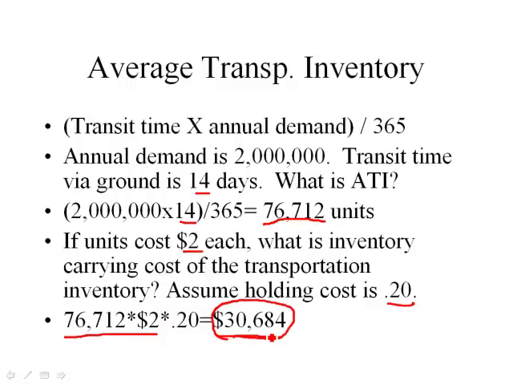So if I can get my 7-day reduction in transit time for less than $15,000, then that's probably worth doing. If it's going to cost me more than $15,000, well, it's probably a bad deal because it's only going to save me about $15,000.